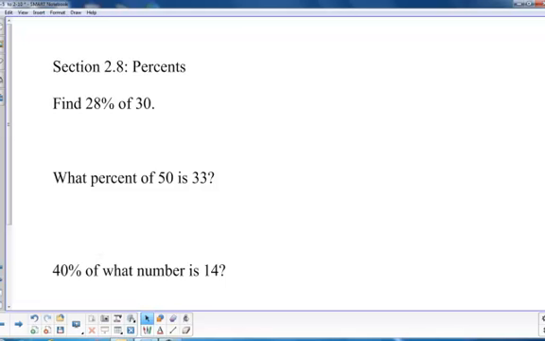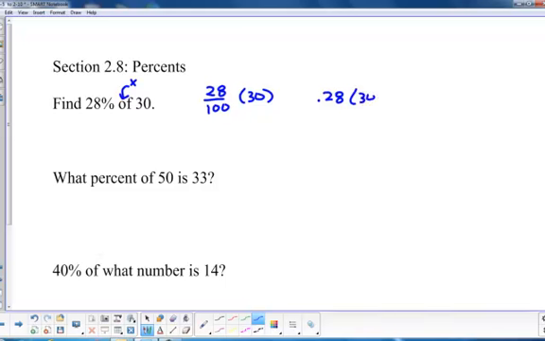All right, it says find 28% of 30. Now, of means multiply. So I want to know 28%. So 28 over 100, that's 28%, times 30. So it's the same exact thing as 0.28 times 30. So you're going to need your calculator. If a problem is given in decimals, you can put the answer in decimals. Most won't be. So since this is given in decimals, our answer can be in decimals as 8.4.